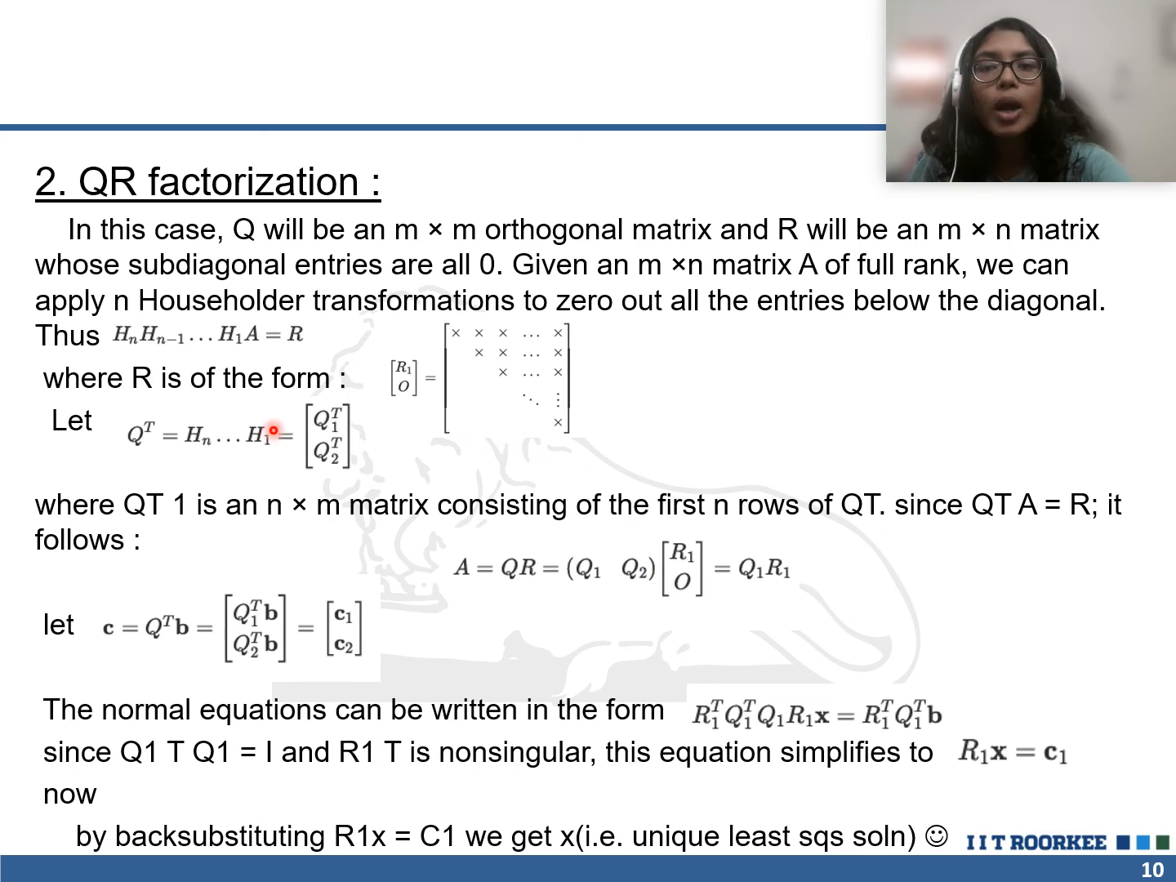Now I want you to observe that we have A equal to QR. The normal equations can be written in the form R1 transpose Q1 transpose Q1 R1 x equal to, look, you generally write it as A x equal to B, right?